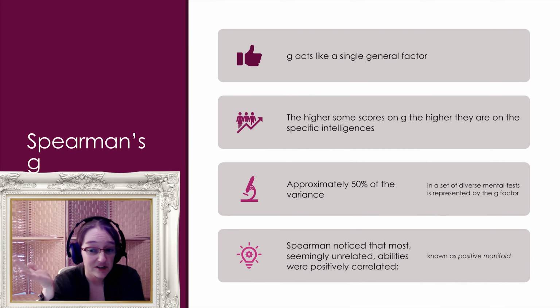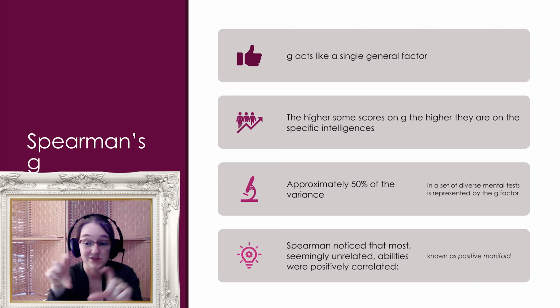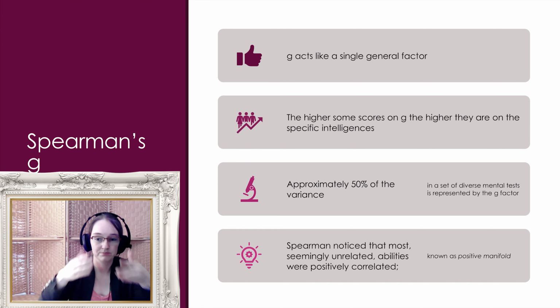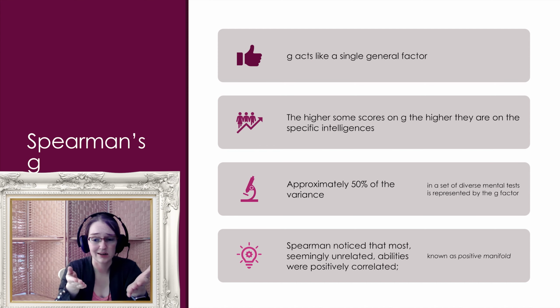And Spearman's G acts like a single general factor. G is for general ability. The higher your scores on G, the higher they are on specific intelligences. So the smarter you are in those individual aspects, the more able you are in general. So higher G is associated with higher subscores.